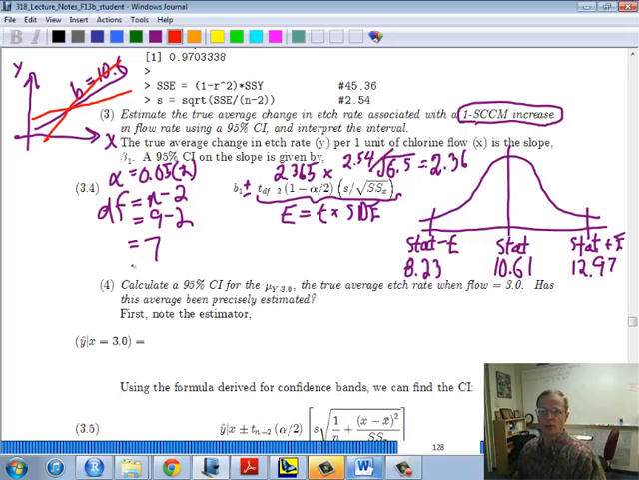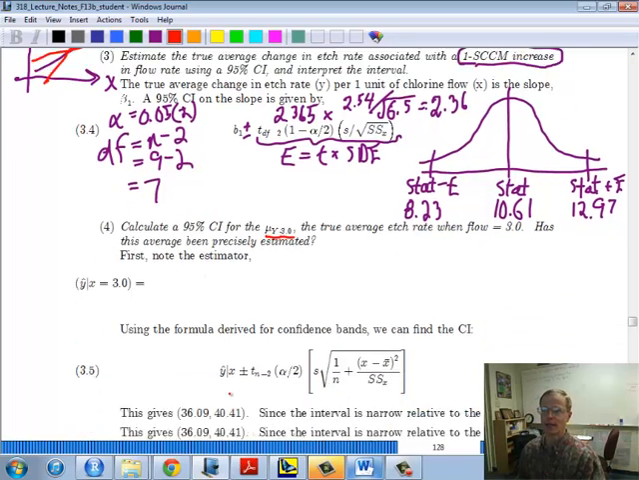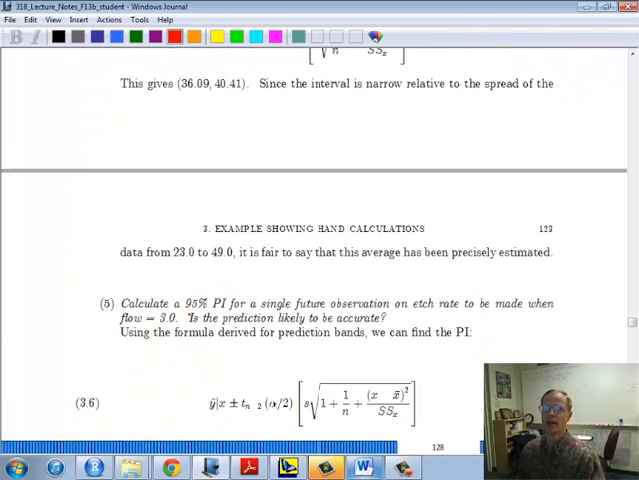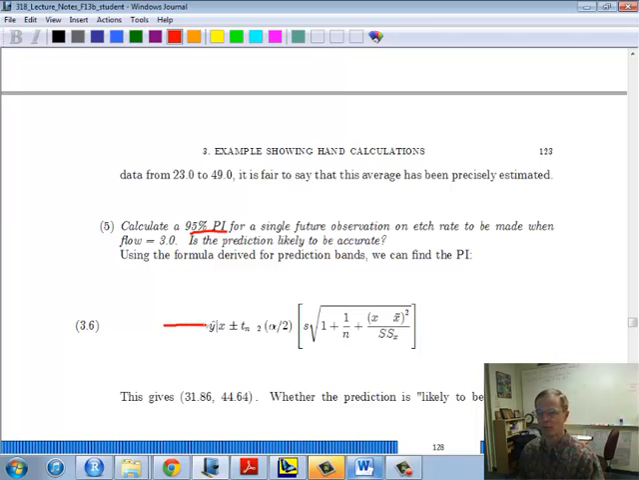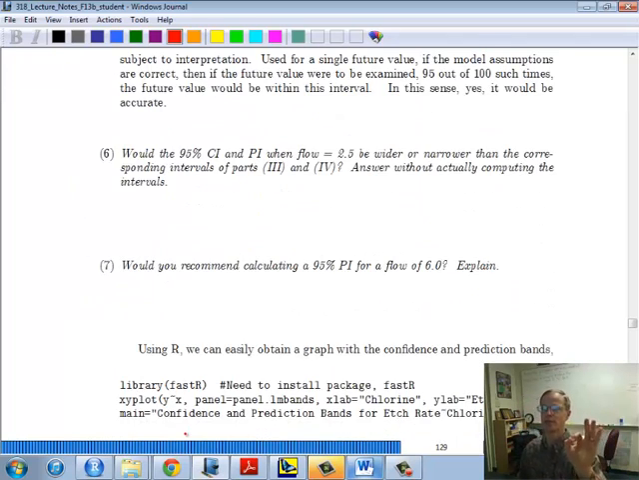Now, I've got two other questions. Calculate a 95% confidence interval for the mean at a given flow rate. What that means, I'll show you in a sec. And then there's a second question, 95% prediction interval. I'm giving you the formulas here. We may get to it in class. If you want to make sure I do, please ask. But it's a confidence interval for the mean at a point and a prediction interval at a point.